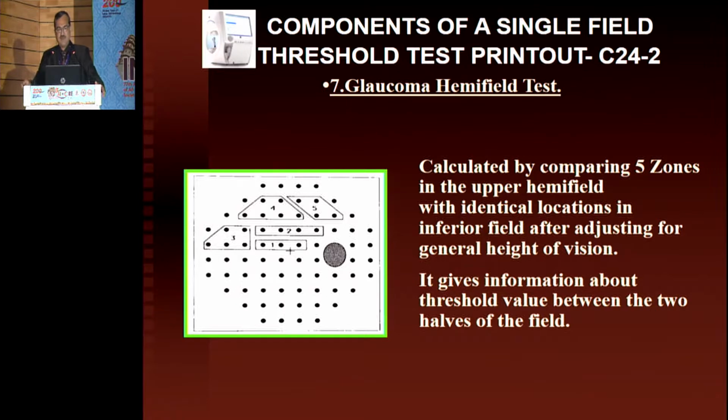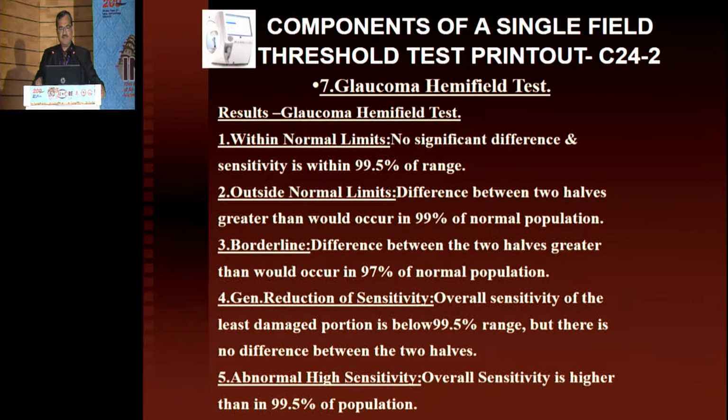Now, the glaucoma hemifield test is calculated by comparing 5 zones in the upper hemifield with identical locations in the inferior hemifield after adjusting for the general height of vision. And it gives us information about the threshold value between the two halves of the field. And the 5 glaucoma hemifield test results that you get in the visual field printout are within normal limits, general reduction of sensitivity, abnormally high sensitivity, outside normal limits, and borderline.